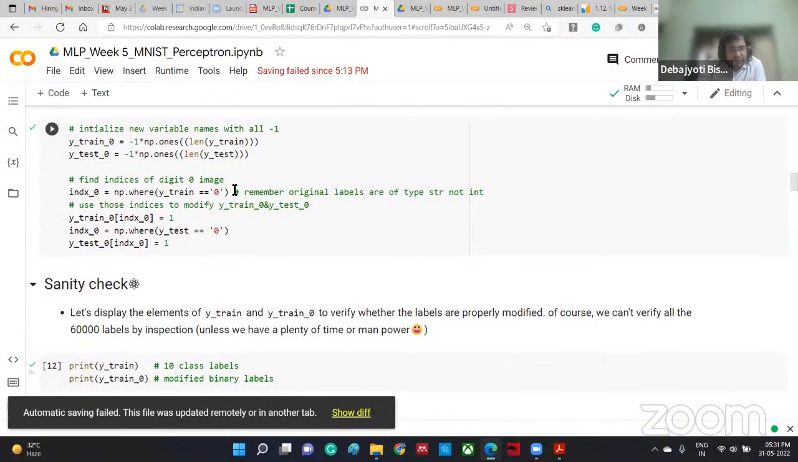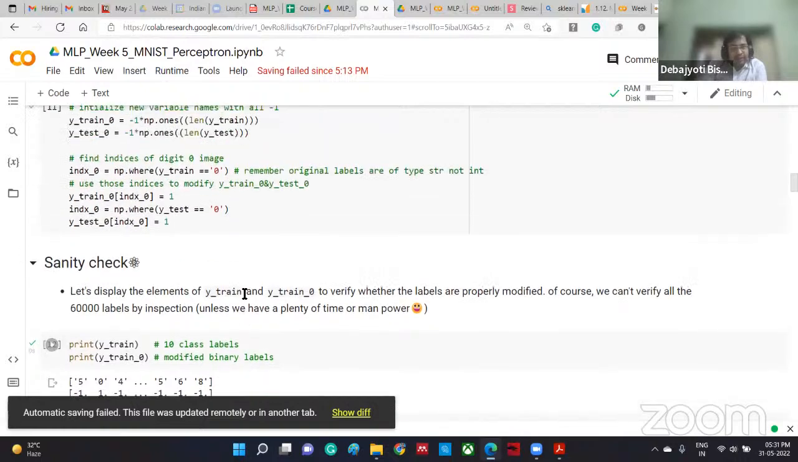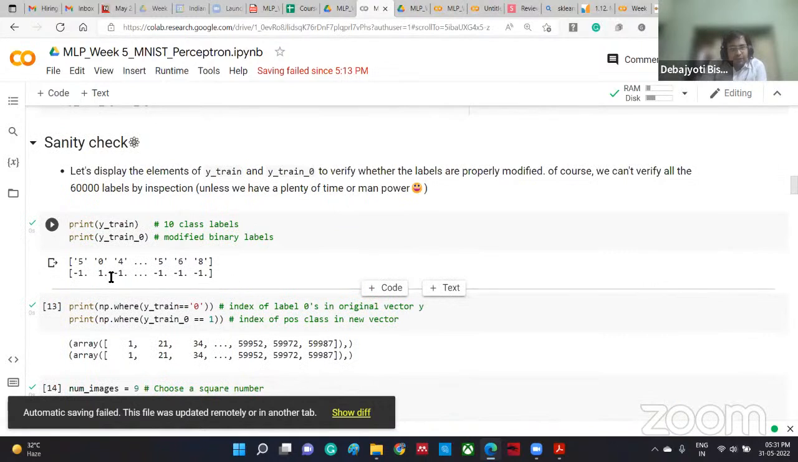Now we are doing a sanity check. We are displaying the elements of y train and y train 0 to verify whether the labels are properly modified. At first it was 10 class labels in y train. So we have 5, 0, 4, then again 5, 6, 8, and so on. But when we print y train 0, there we did a binary classification, so it will be -1, +1, -1. So +1 is 0, and the other non-zero numbers are taken as -1.